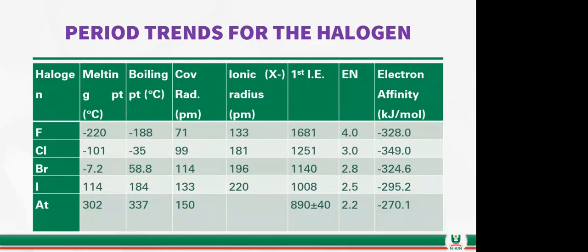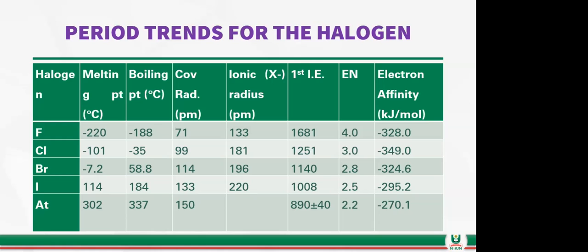Periodic trend for the halogens. Melting point is one of the physical properties. How does this go? As you go down the group, the melting point increases. The same way, as you go down group 17, the boiling point increases.